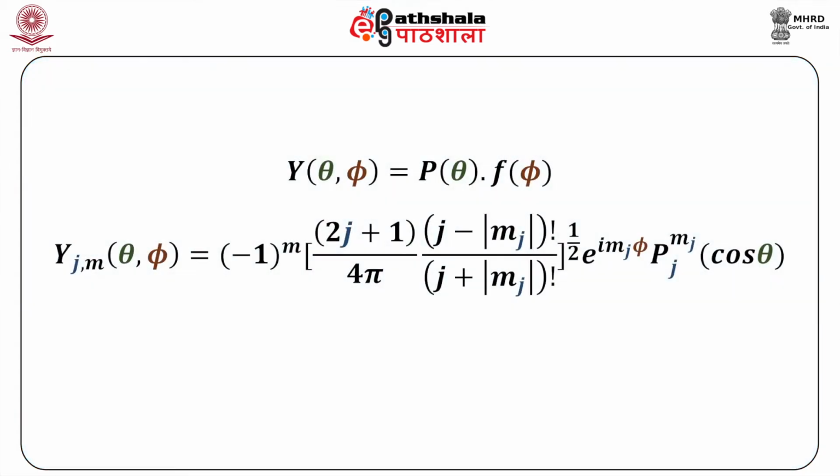Similarly, the eigenfunction of the L square operator was derived and found to depend on two coordinates of the system, theta and phi, and the function obtained is of the form Y(theta, phi) equal to (minus 1) to the power mj [(2j plus 1)/(4 pi) times (j minus |mj|)! / (j plus |mj|)!] to the power 1/2 into e to the power i mj phi into Pj to the power mj (cos theta). The details of these expressions can be referred from the earlier modules.